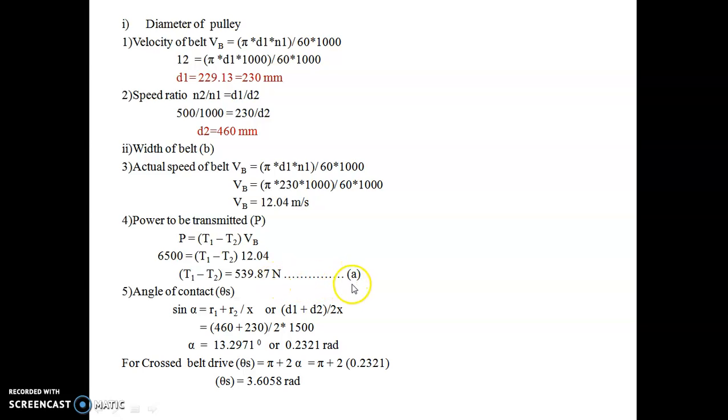Equation A. Again we will calculate the angle of contact theta s. Now here the belt drive is a cross drive. So sin alpha is equal to (R1 plus R2) upon X or (D1 plus D2) upon 2X. (460 plus 230) upon 2 into 1500, that is X. So we will get alpha equal to 13.2971 degrees or 0.2321 radian. Also for cross belt drive, theta s is equal to pi plus 2 alpha. So pi plus 2 into 0.2321. So we will get theta s is equal to 3.6058 radian.